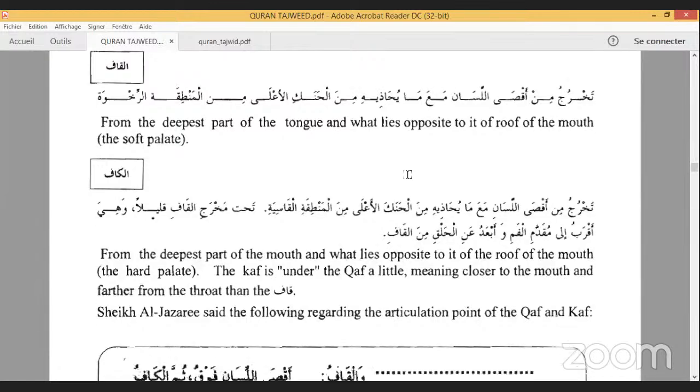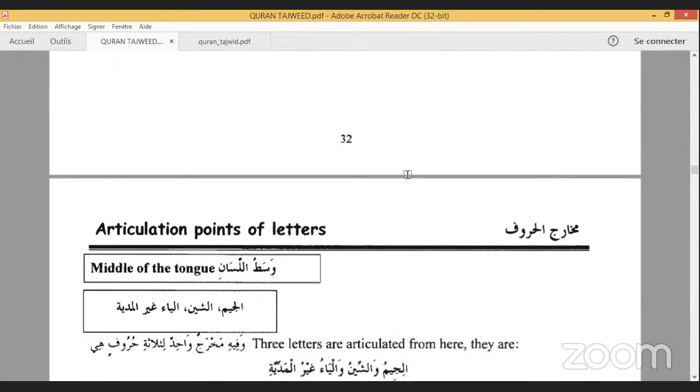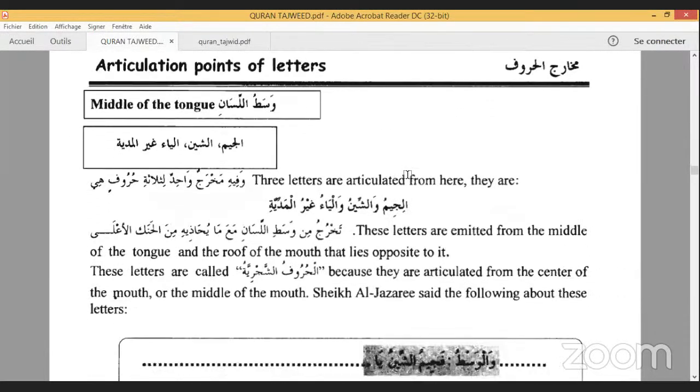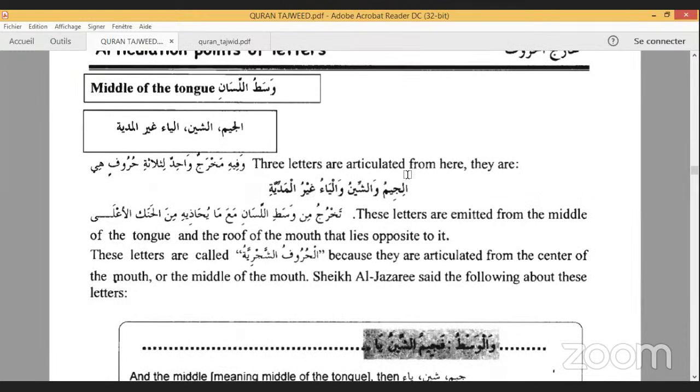Okay, that's clear, inshallah. So let's skip this and go to the middle of the tongue. In the middle of the tongue, we have jim, shin, ya. Okay, 3 letters articulated from here. They are jim, shin, ya.